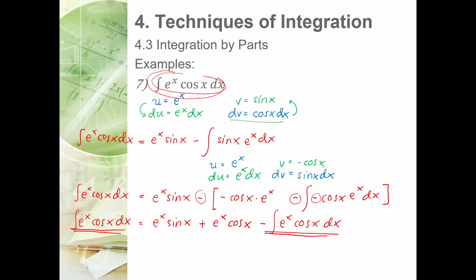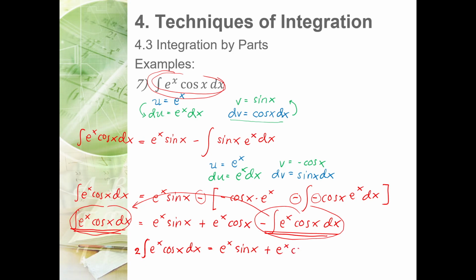By transposing this term to the left side, we have 2 times the integral of e^x cosine x dx, because if we transpose this term to the left side, it becomes positive and the same form as this, right? So that becomes 2 times the integral of e^x cosine x dx is equal to e to the power of x sine x plus e to the power of x cosine x. And then divide everything by 2.